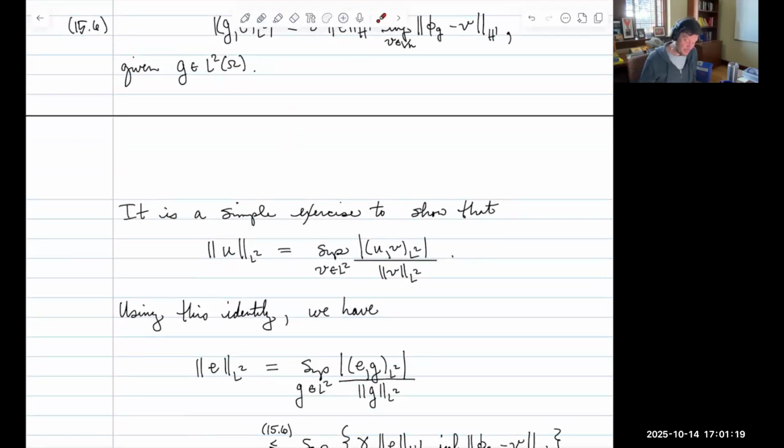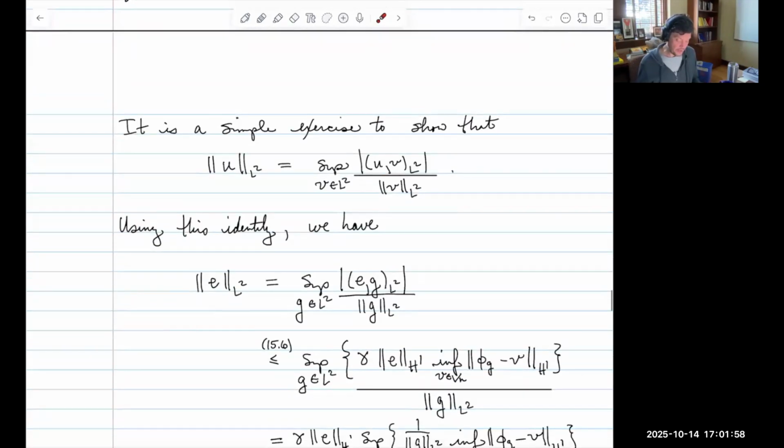It's a simple exercise, and I'll make this a homework exercise so you guys can practice, that the L2 norm of U is equal to the supremum taken over all V in L2 of the absolute value of the inner product of U against V divided by the norm of V. This is equal to the L2 norm of U. So it's an exercise. Now you may or may not have seen this before. If you've taken a course on measure theory, then you've probably seen it. If you haven't, then you might not have seen it before, but it just follows from the Cauchy-Schwarz inequality, really. It's not too much harder than that.